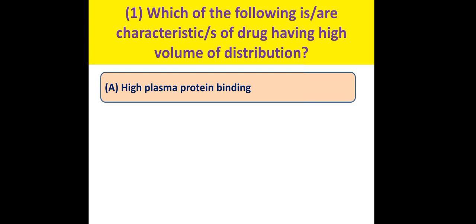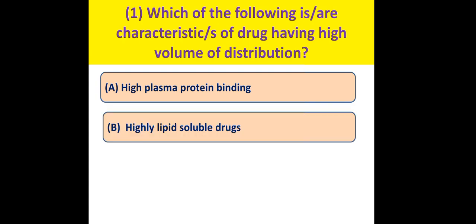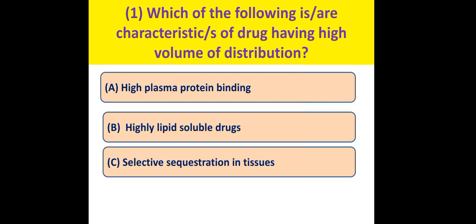If the drug is having high plasma protein binding, it retains inside the vascular compartment only, so it is having a low volume of distribution. Highly lipid soluble drugs, it crosses all the barriers and that's why it is having a high volume of distribution, so it is a correct option.